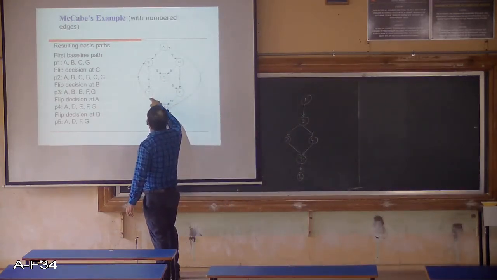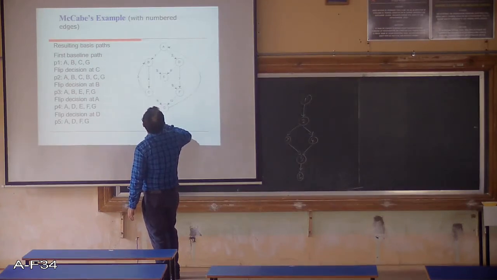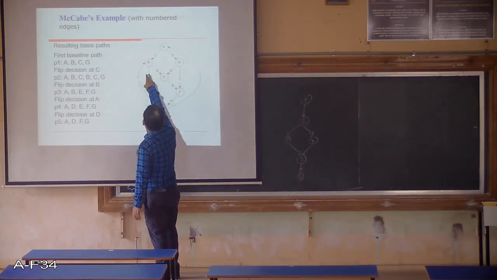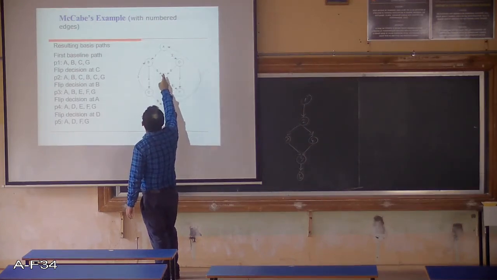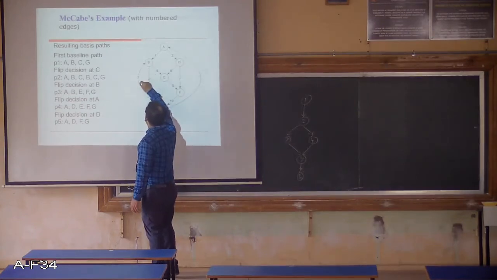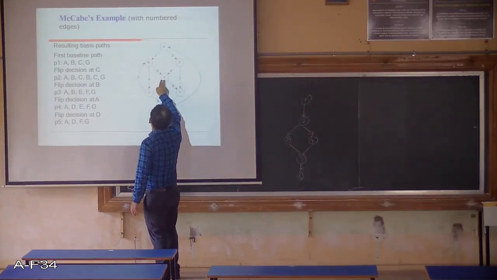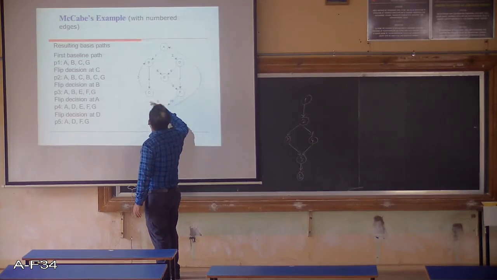A, B, C, then going to be E, F, Z. Okay, the path is traversing from A, B, C, B by taking the edge 3, then E, then F, then Z. So this is the path.